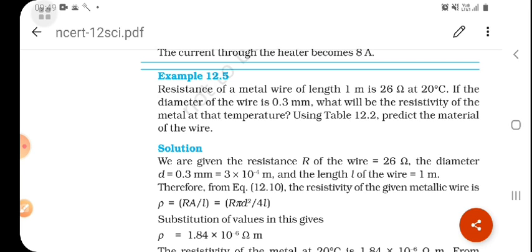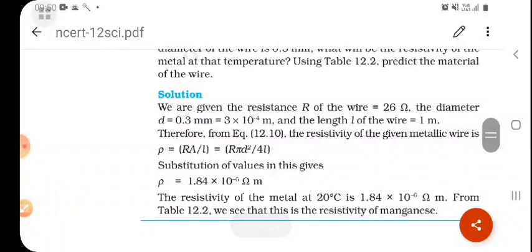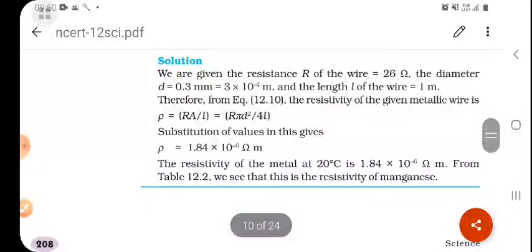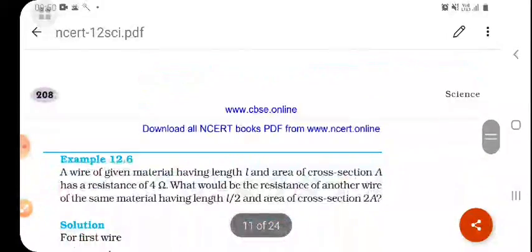Okay, so D upon 2, the diameter upon two, is the radius, that is pi r square. Okay, pi r square is the area of cross section, and resistivity is RA upon L. So using RA upon L with the area of cross section, we can calculate the resistivity of the given metallic wire.